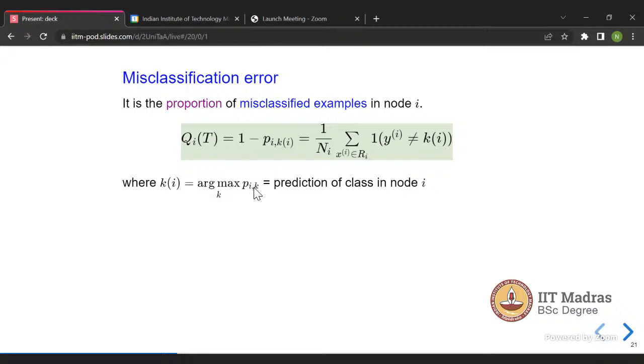So p_ik will be the proportions. We will look for such K where p_ik is maximum. It will give the class to which the majority of data points belong, so we will predict that class in that particular node. So what will be the proportion of misclassified examples? It is going to be 1 minus p_ik, because remember that these are proportions, so the overall proportion is 1. So 1 minus p_ik gives you the proportion of misclassified examples.